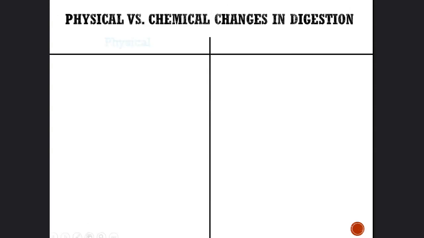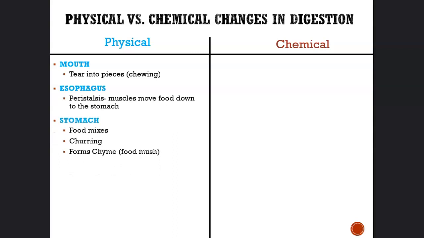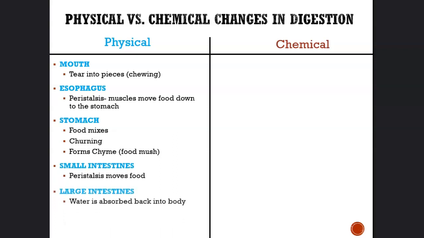Okay, so just in case you didn't get my writing and you weren't necessarily following along with me, I'm going to sum all this up. We are dealing with physical and chemical changes in digestion, and we are looking at them from each place in the body, from the physical side and then the chemical side. On the physical side, we have tearing into pieces or chewing. In the esophagus, we have peristalsis, where the muscles are moving the food down to the stomach. In the stomach, the food mixes, there's churning, and it forms chyme, which is that food mush. In the small intestines, peristalsis again moves the food. And in the large intestines, the water is absorbed back into the body.